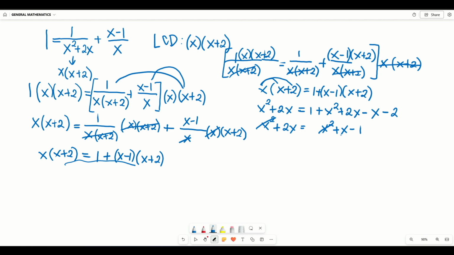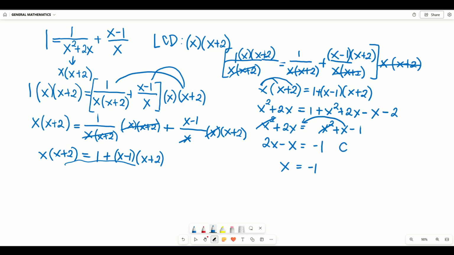So, since linear siya, isolate mo lang lahat ng x sa isang side. So, I have here 2x. Lipat ko si x sa kabilang side. And that will be 2x minus x is equal to negative 1. So, ang nakuha nating solution or value for x is negative 1.